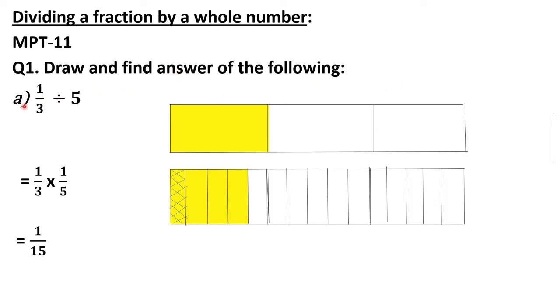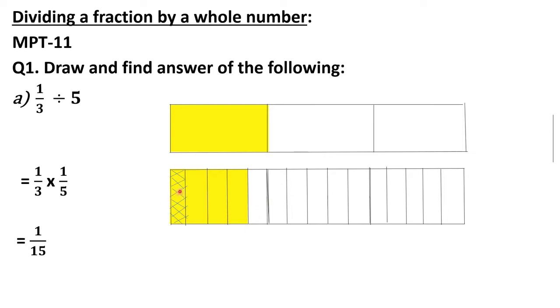So first of all, 1 by 3 divided by 5. Now here you can see that 1 by 3 is a fraction, and a fraction is divided by a whole number. So let us take 1 by 3, which means this one rectangular box is divided into 3 equal parts. And then divided by 5. Now this whole thing is again divided by 5. That means each of these boxes is again divided into 5 equal parts.